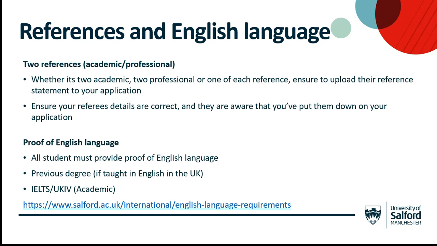All students must also submit proof of English language. If you have completed an undergraduate degree and it was taught in the UK or one of the majority English-speaking countries highlighted on our English language requirements page, this will satisfy the language requirements. If you haven't, you'll need to submit alternative proof. This is most commonly through an IELTS test, but there are lots of alternatives both regionally and internationally that we can accept. You can have a look through the information on the web page on screen to find out what qualifications we can accept.